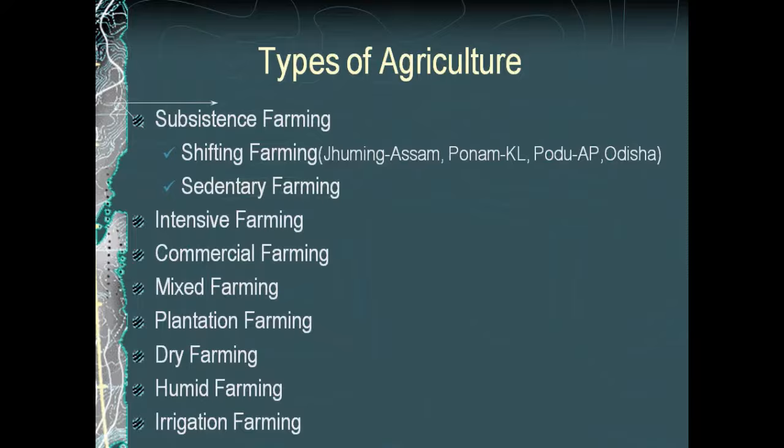Commercial farming. Crops are grown for the market, for sale. In this type of farming, commonly we see cash crops or commercial crops, as we say. They use a small amount of labor, with machinery and scientific methods of cultivation, and they want to get maximum profit. That is commercial farming.